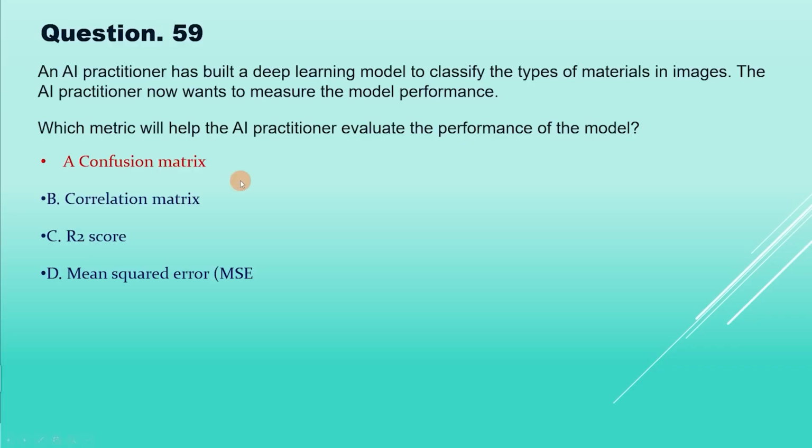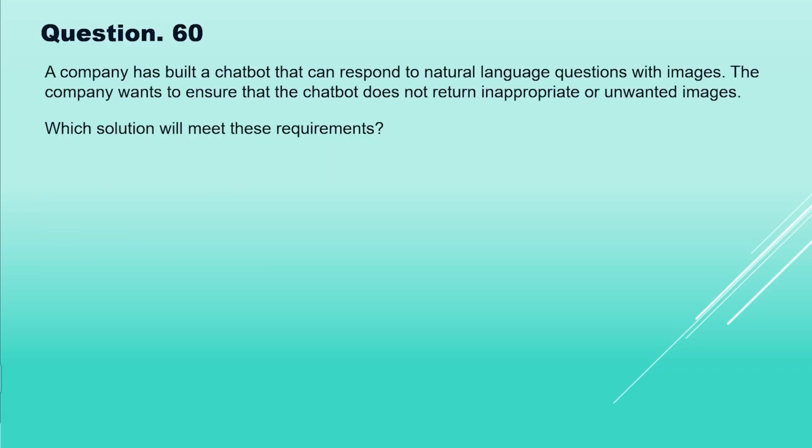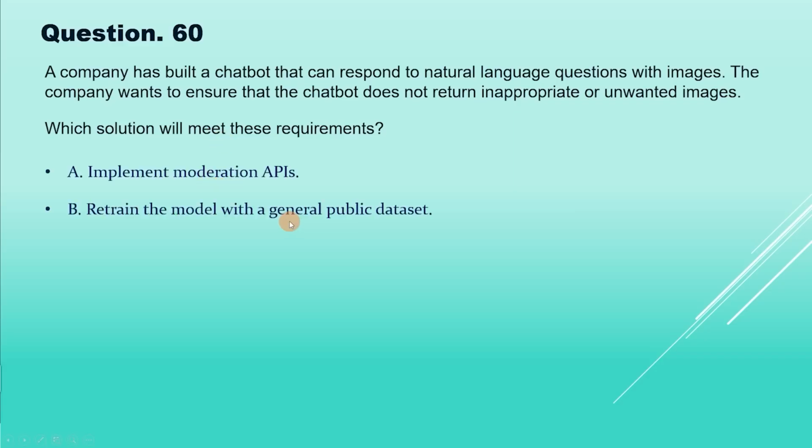Now question number 60. The company has built a chatbot that can respond to natural language questions with images. The company wants to ensure that the chatbot does not return inappropriate or unwanted images. Which solution meets these requirements? And here are the options. Option A, implement moderation APIs. Option B, retrain the model with a general public datasets. Option C, perform model validation. Option D, automate user feedback integration.